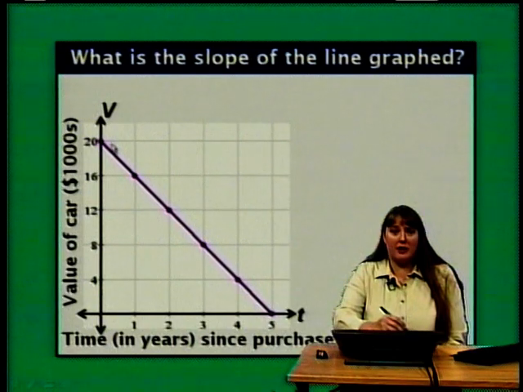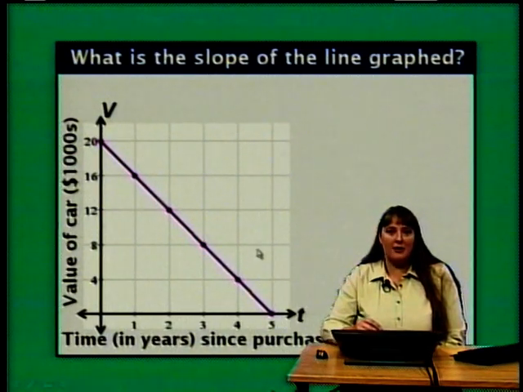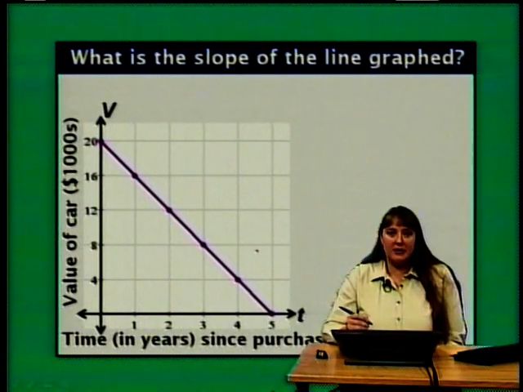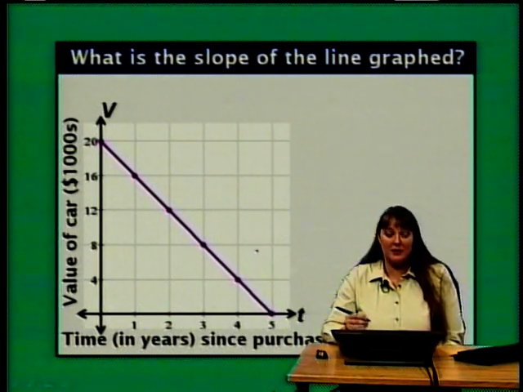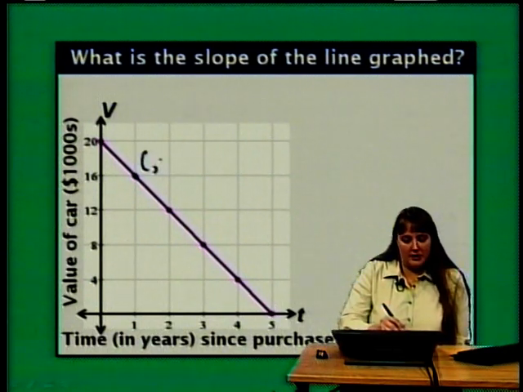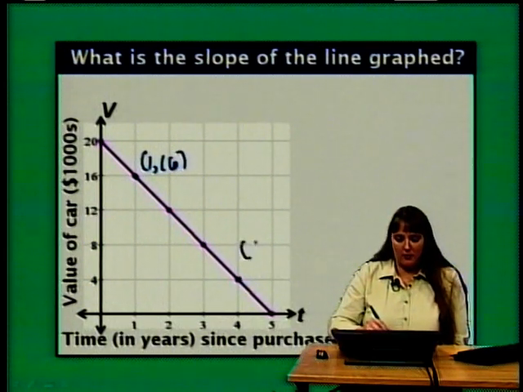This time when I look at the line, reading it from left to right, I can see the line is moving downwards. I can say the line is decreasing, or the value of the car is decreasing. That makes sense. After we purchase a car, the value goes down. So we're asked to find the slope. So let's pick a couple of points on the line and determine the slope between these 2 points. What if I take the point (1, 16) and the point (4, 4)?